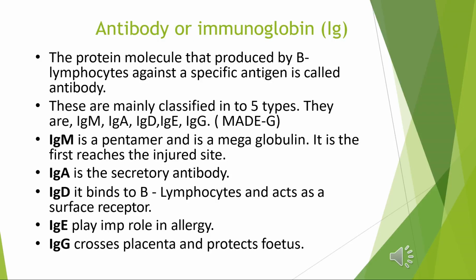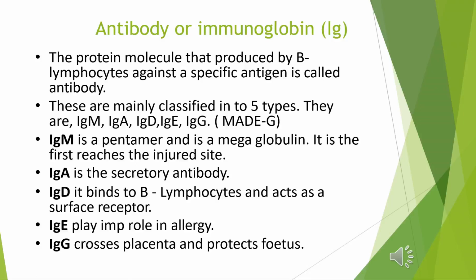Next type is IgG. IgG is the most abundant class of antibodies, approximately 80% of the total immunoglobulins. It's found in blood, lymph, intestine. It protects against bacteria and viruses by enhancing phagocytosis and neutralizing toxins, etc. It is the only class of antibody which can cross the placenta from mother to fetus, thereby giving immune protection in the newborns.